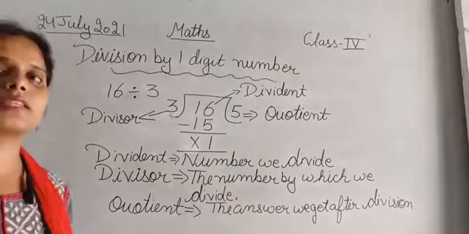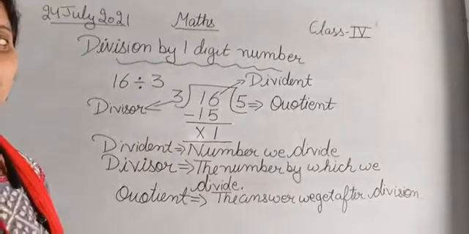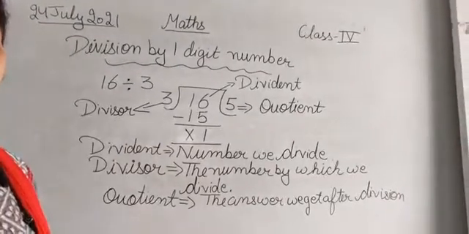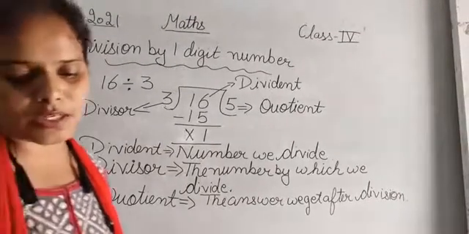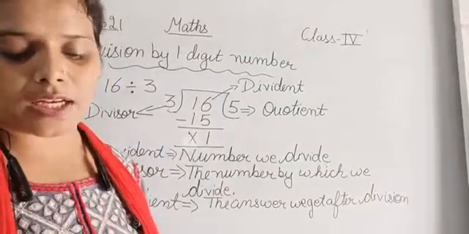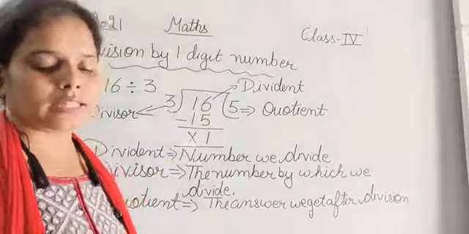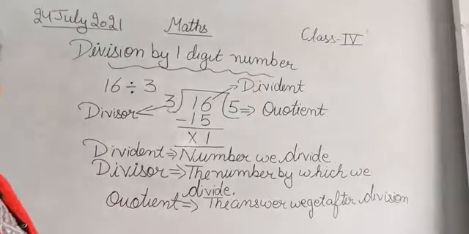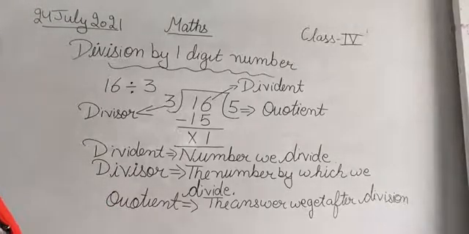Moving next, the next term is the remainder. Now what is the remainder? The remainder is the leftover. If any number is left over, that number is known as the remainder. So the leftover number is called the remainder. The leftover means this one.